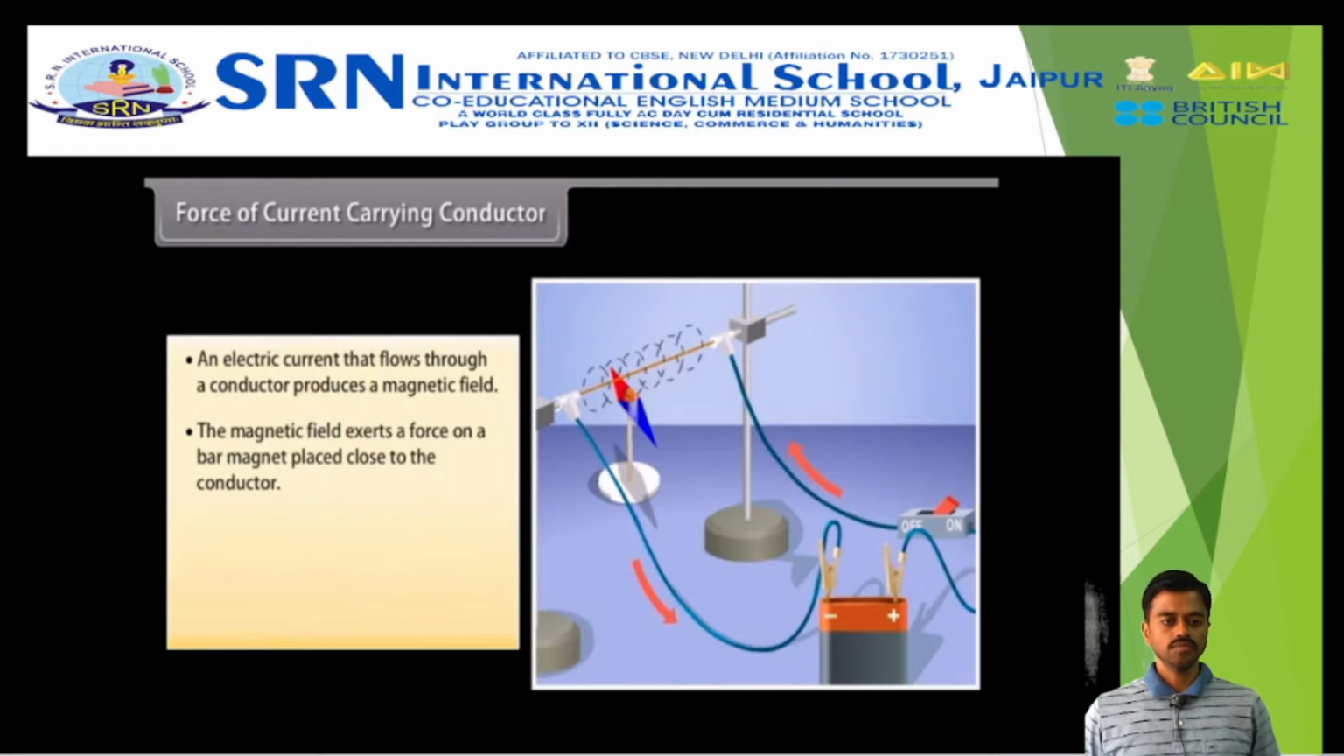So let's start. Force on a current carrying conductor. When a current carrying conductor is placed inside a magnetic field, it will experience a force. Now we can see the circuit that a current is flowing across the positive and negative terminals of the cell, and through the closed loop we can have the circuit diagram. Now an electric current that flows through a conductor produces a magnetic field. The magnetic field exerts a force on a bar magnet placed close to the conductor.